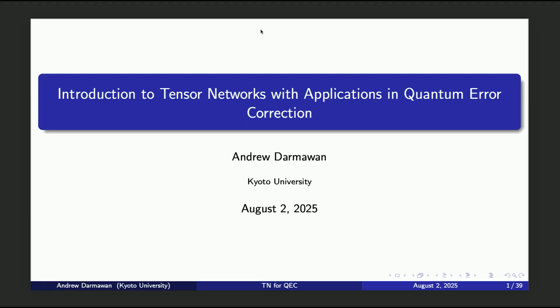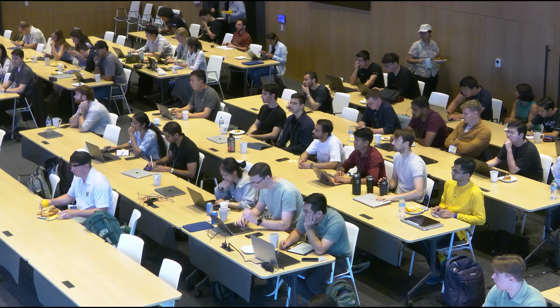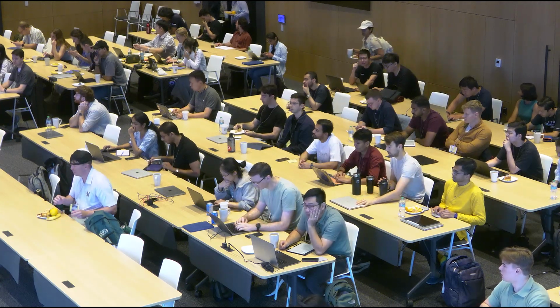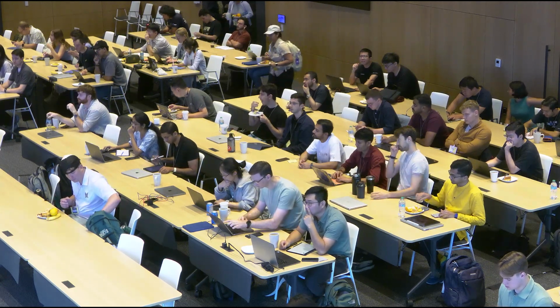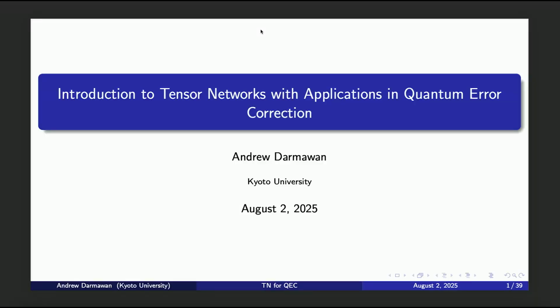So on the tensor network side, I know we have a very diverse, broad audience here, so I'm not going to assume anyone has any prior knowledge of tensor networks. I'm going to start from the very basics. And on the quantum error correction side, it's also going to be very basic. I mean, the knowledge that I'm going to assume is already well covered by Annie's talk yesterday.